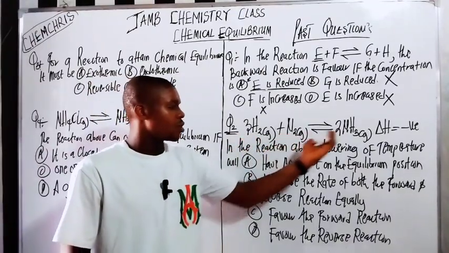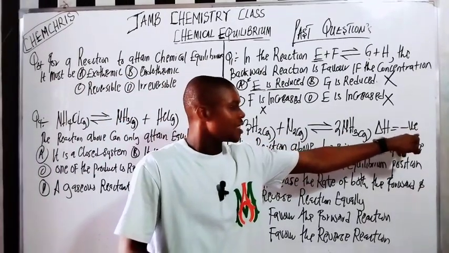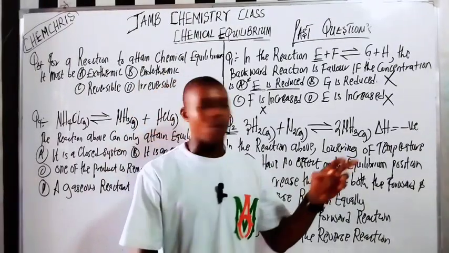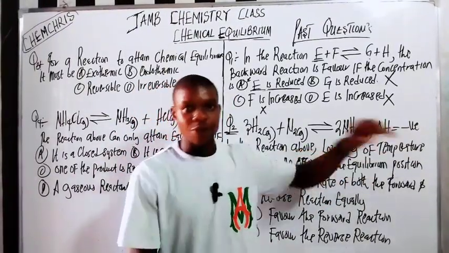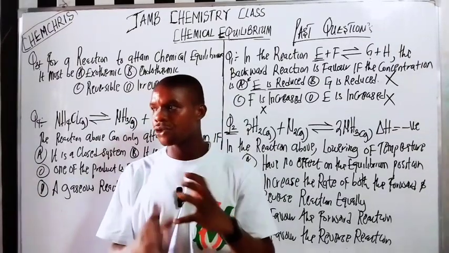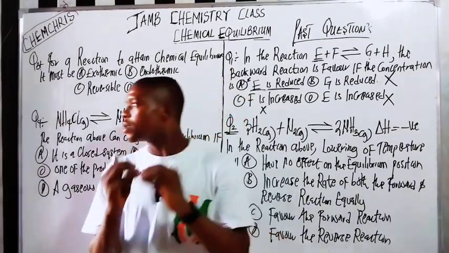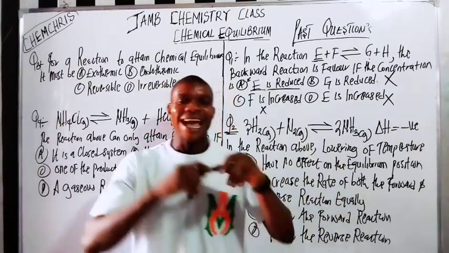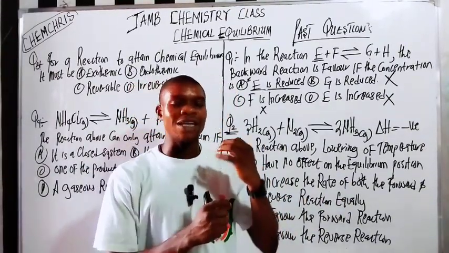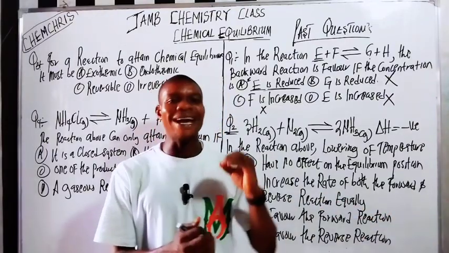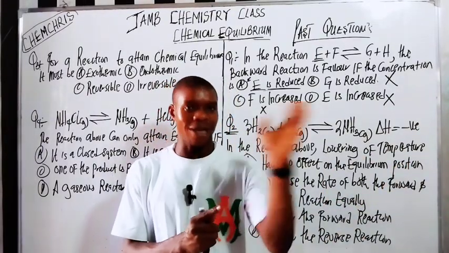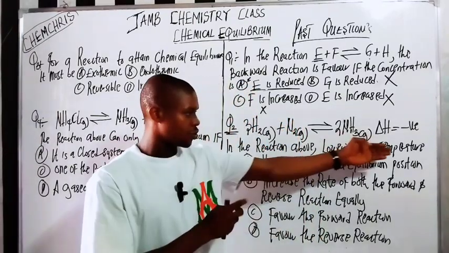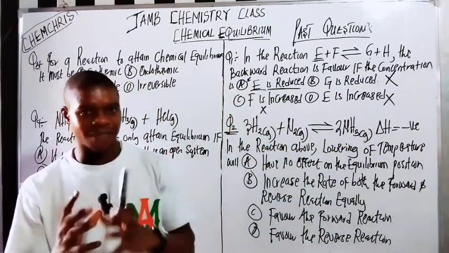3H2 plus N2 gives you ammonia here. You have a negative delta H. Now remember, when a reaction has a negative delta H, we are talking about an exothermic reaction. Do you understand? Now, what do you understand by exothermic? Exothermic means it loses heat. So whenever heat is lost, it's called an exothermic reaction. And in an exothermic reaction, heat is treated as a product.